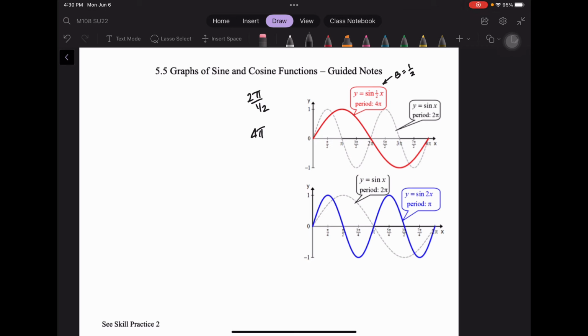So when I had the graph of sine of 2x, the period became 2 pi over 2, or just pi. So notice it did one full cycle in pi rather than 2 pi as normal.